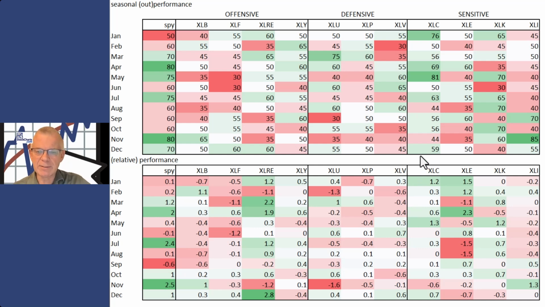Go to sensitive. I think the two interesting readings here are for communication services and for technology. And for communication services, it's on the positive side because 59, 60% of the time, it's showing an outperformance over SPY in the month of December, and that outperformance is on average 70 basis points. So that means an expected return for communication services of 1.7% going into December.